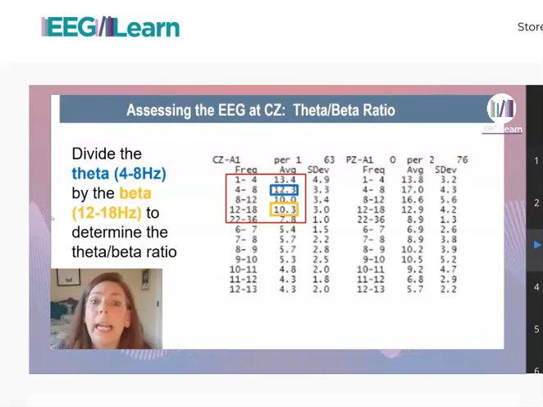But anyway, if you're looking at the proportion of slow wave to fast wave, this person proportionately has too much faster wave activity relative to the slow wave. I hope that makes sense.